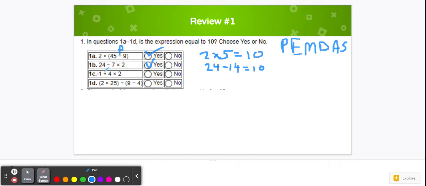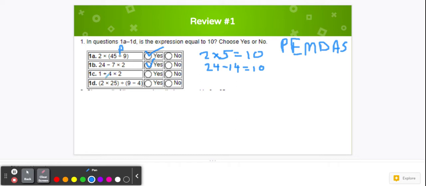Here's the reason. If we were to do the subtraction first, we'd get a totally different answer. If we did 24 minus 7 first, 24 minus 7 is 17, and 17 times 2 is 34. So that is not the way we want to do it, and we would have checked no here. That's incorrect. We have to do multiplication and division first, even if it comes further to the right than addition and subtraction.